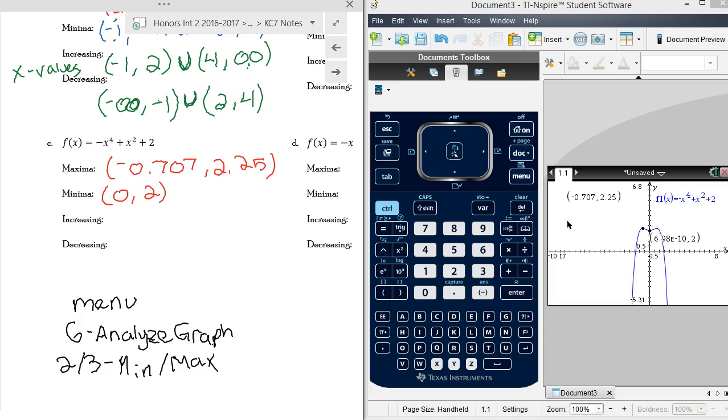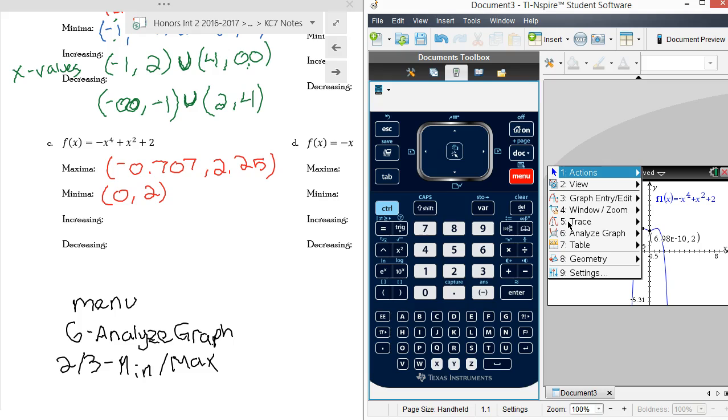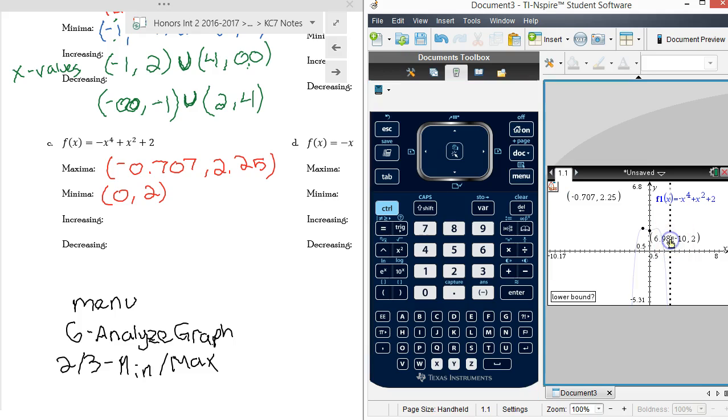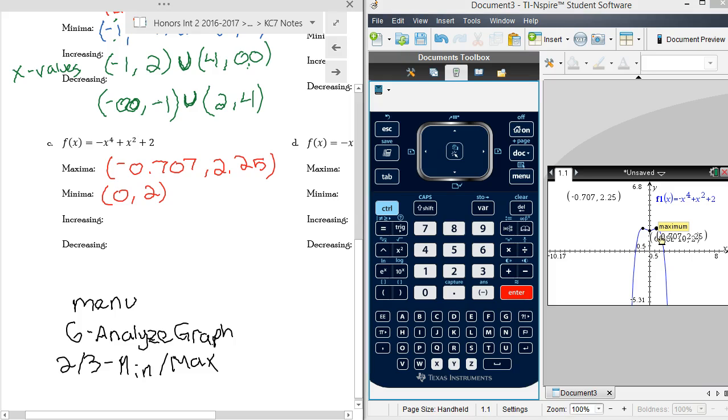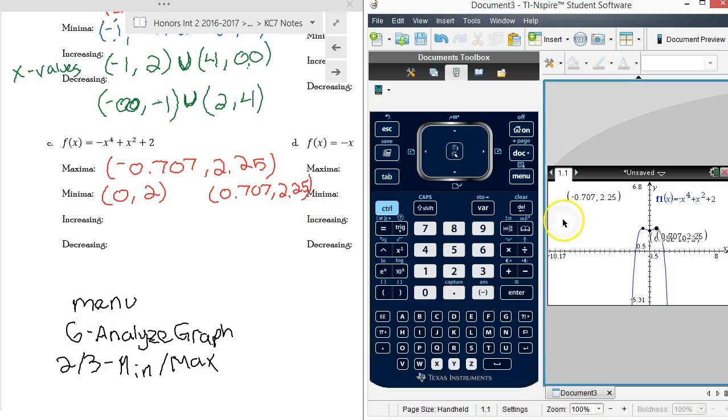Okay. Our next one, I have to do it again because I have another maximum here. Scroll to the left, hit enter. Scroll to the right, hit enter. And I get 0.707, 2.25. So one's just positive and one's negative. So those are my 2 maximums.